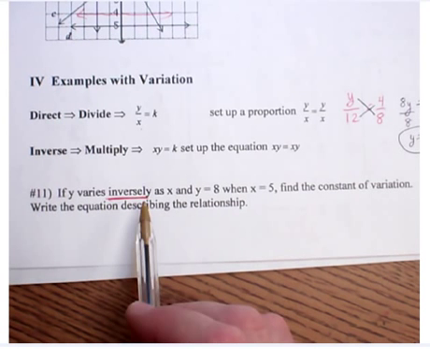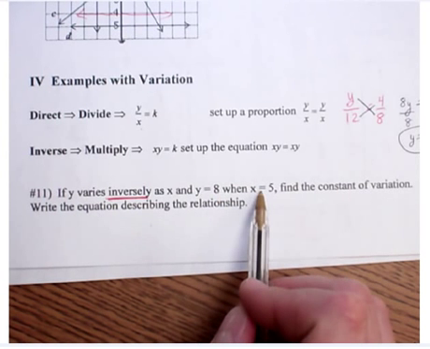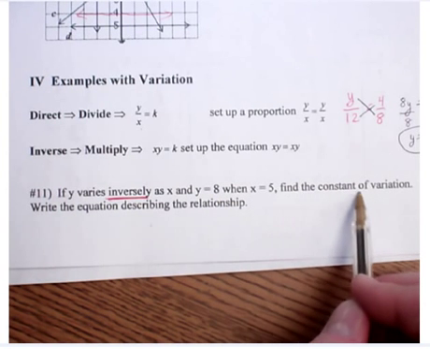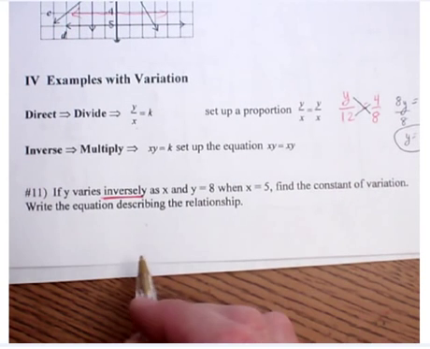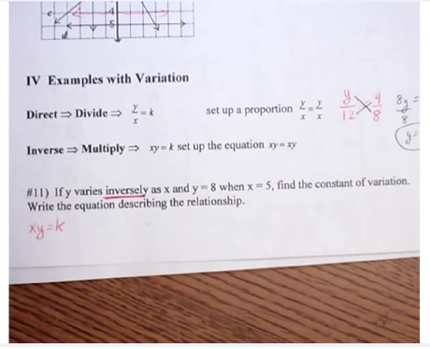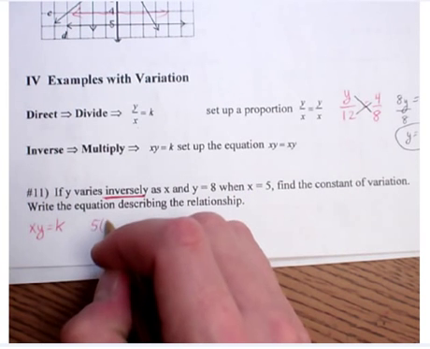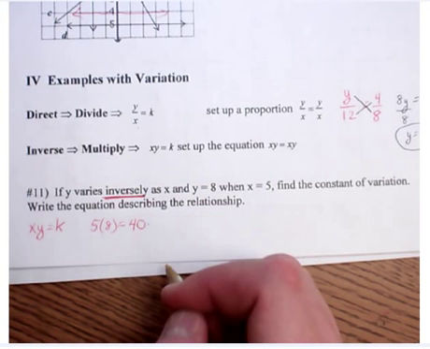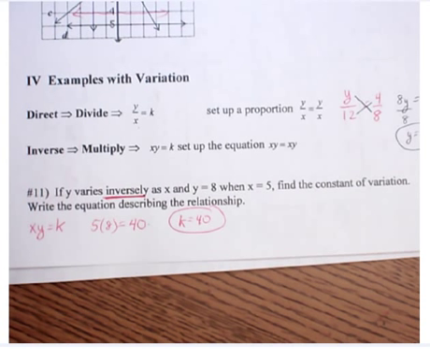So if y varies inversely as x and y equals 8 when x equals 5, find the constant of variation. So we're looking for k. Well, inverse means multiply the variables to get the constant. X times y equals k. X is 5 when y is 8. 5 times 8 equals 40. So the constant is 40. The constant of variation is 40.